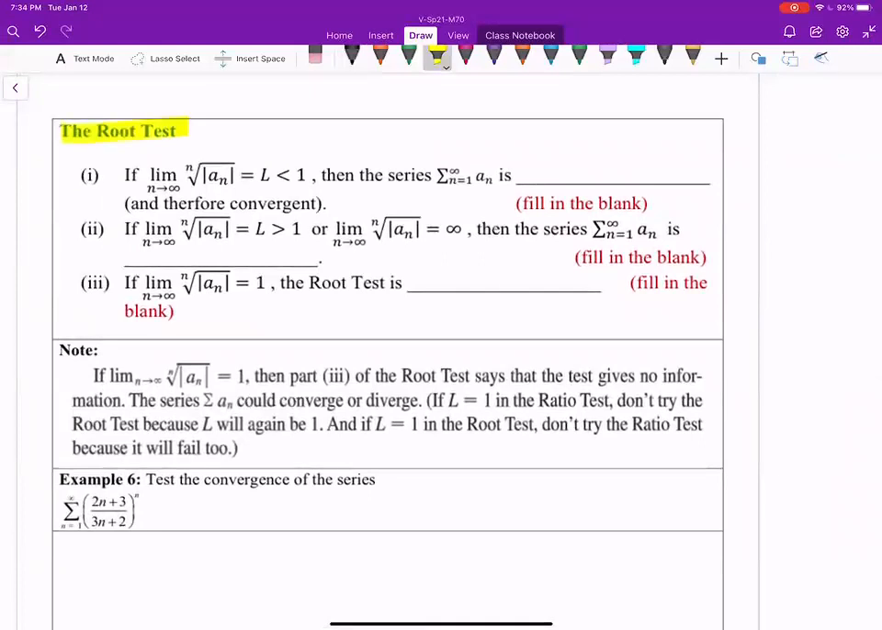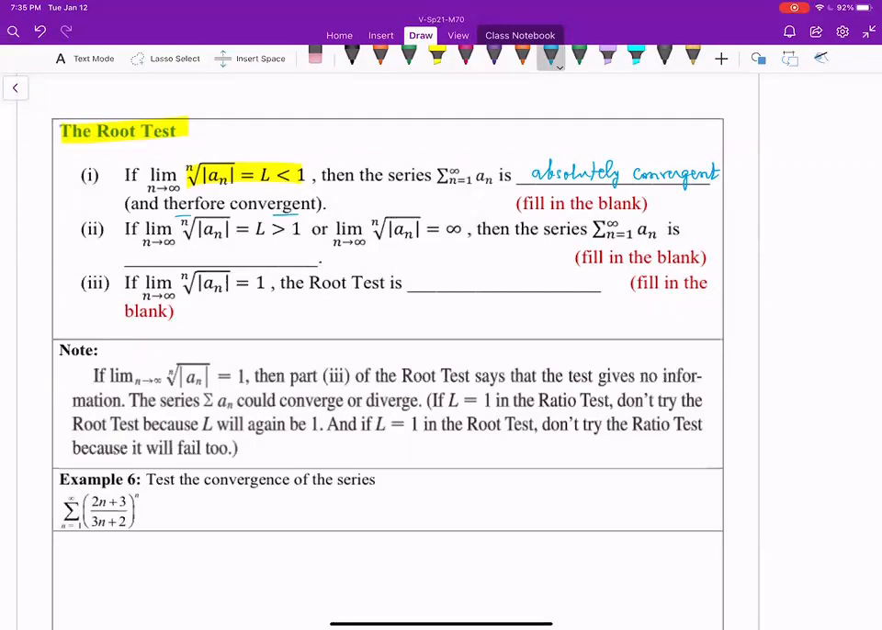So what is the root test? 1. If the limit as n approaches infinity of the nth root of the absolute value of a sub n equals L, and L is less than 1, then the series sigma an is absolutely convergent. As absolute convergence implies convergence, it is also convergent.